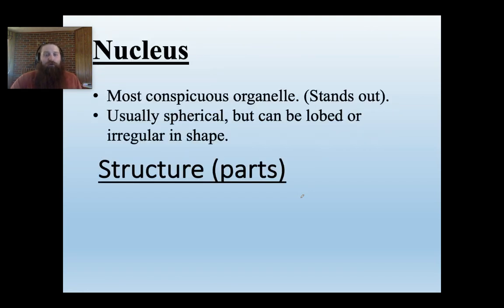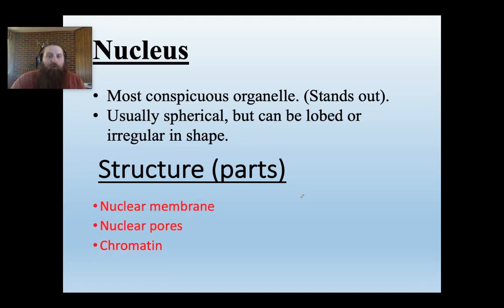So let's look at the first one, the nucleus. It stands out. It's really conspicuous. It's usually spherical, all right, but it can have lobes or be kind of irregular in shape. It's got three parts. There's the nuclear membrane, there are nuclear pores, and there is chromatin inside the nucleus.